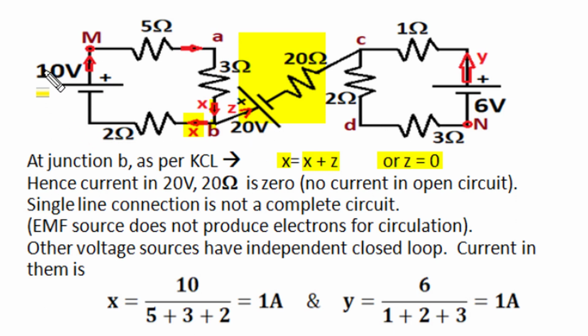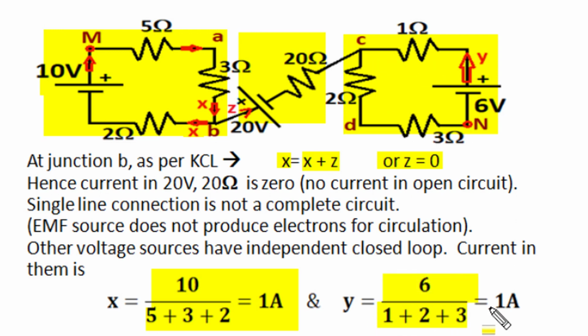Now these other two sources, 10 volt and 6 volt, are part of independent complete circuits, and it is quite easy to understand that the current in 5 ohm, 3 ohm, 2 ohm is a single path or the same, and this 10 volt divides among 5 ohm, 3 ohm, 2 ohm. So these 5, 3, 2 are in series, and across this total series equivalent resistance of 10 ohm, when 10 volt is applied, current is 1 ampere in this loop. So X is 1 ampere. Similarly, in this second independent loop, 1 ohm, 2 ohm, 3 ohm are in series, and across the equivalent resistance of 6 ohm, 6 volt will produce 1 ampere current as Y current, as shown here in this diagram.